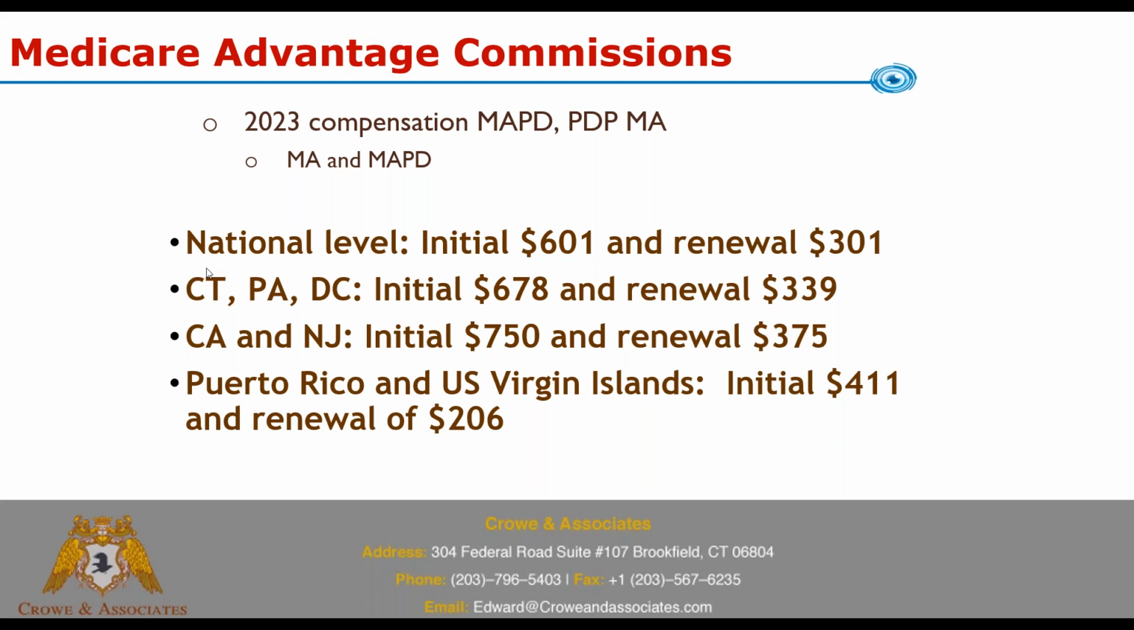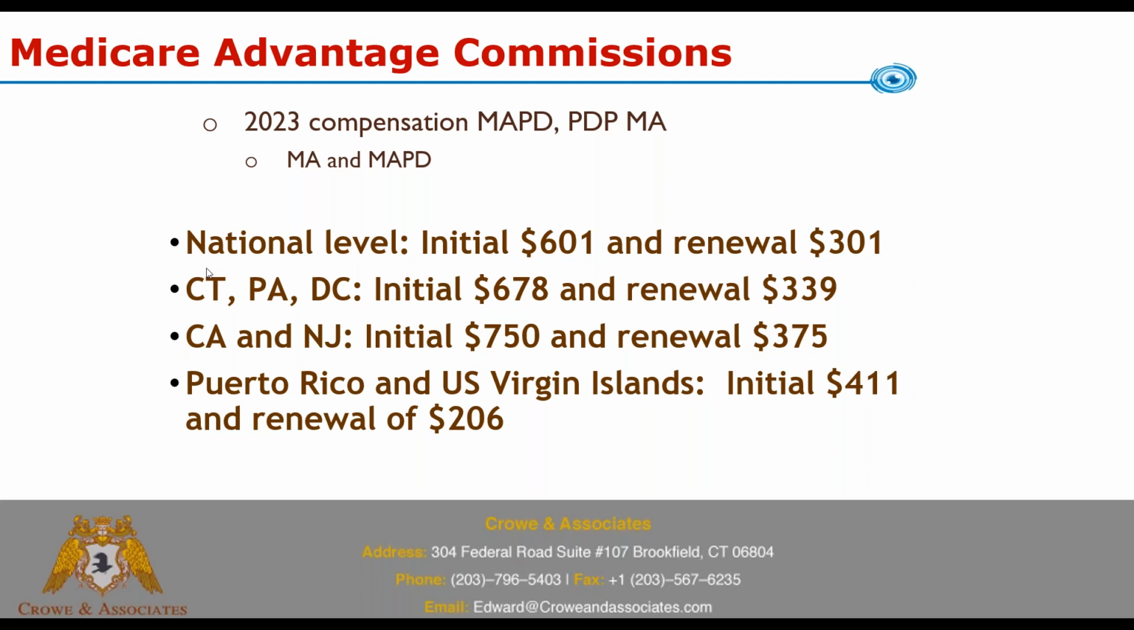There are 4 buckets. So the national bucket is 601. They all increased again this year. So the national bucket is 601 for new to Medicare, and 301 on the renewal. Buckets have stayed the same. They put Connecticut, Pennsylvania, and DC in their own category. That is 678 new and 339 renewal.